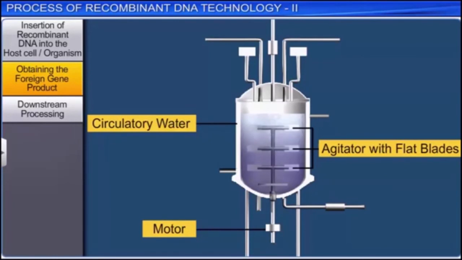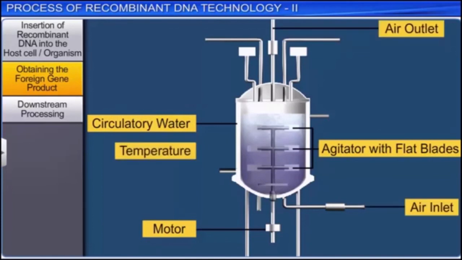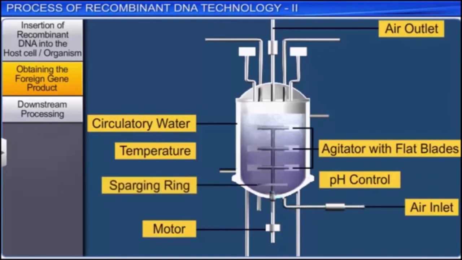The bioreactor also makes adequate provision for aeration, temperature, and pH control. For proper aeration, air can be forced in at the bottom of the tank through a porous ring called the sparging ring by a process called sparging. Moreover, there is an outlet to remove air and waste gases at the top of the tank.